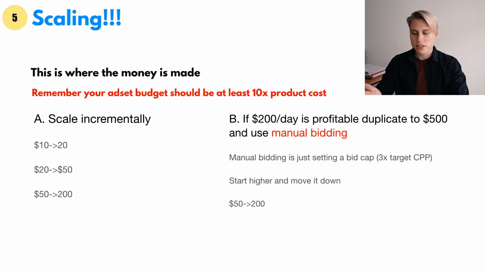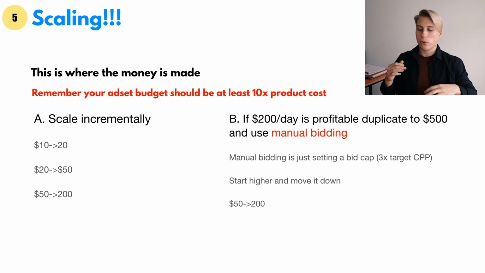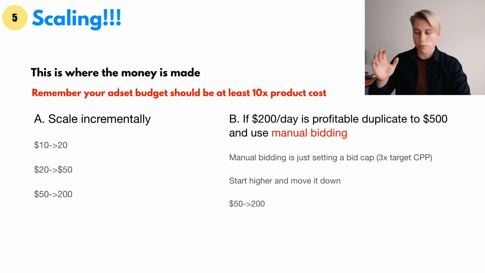Okay, the next thing is scaling. Now, I put this fairly big there. This is where the money is made. You know, we've been talking about all this testing and stuff. You're not going to make that much money there. This is where the money is made, in scaling. I would recommend scaling incrementally. Remember your ad set budget should be at least 10 times your product cost.